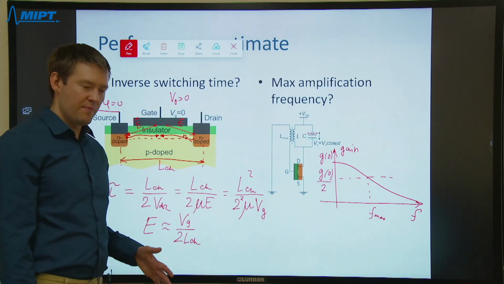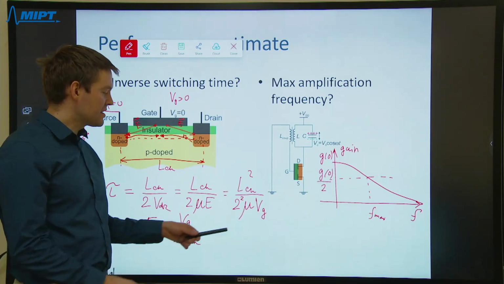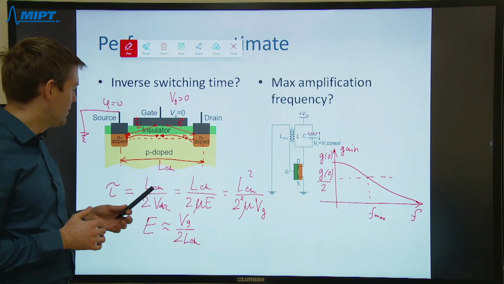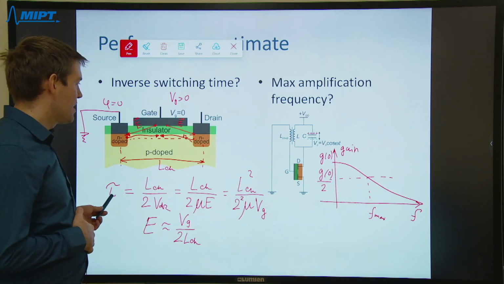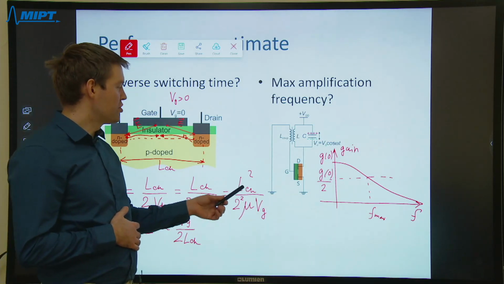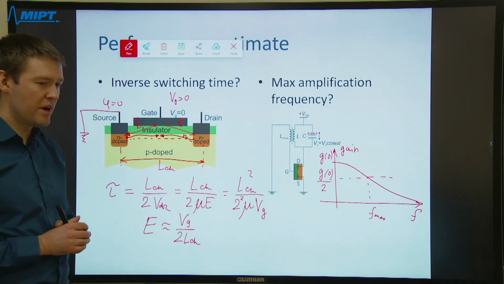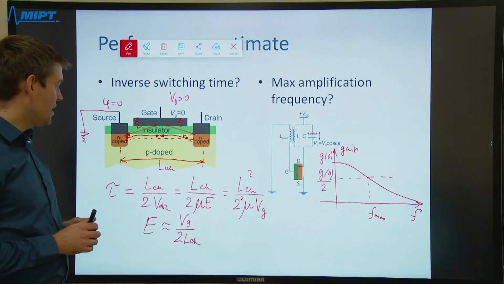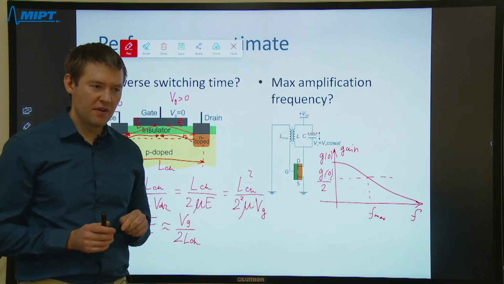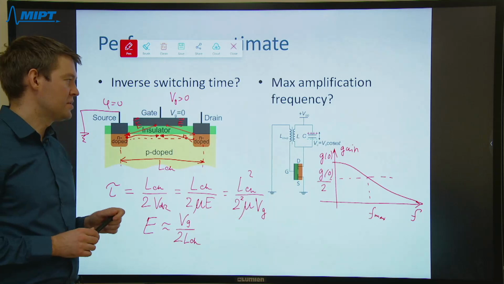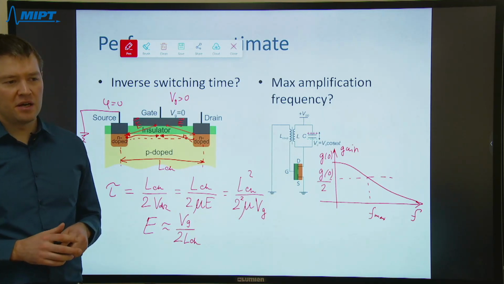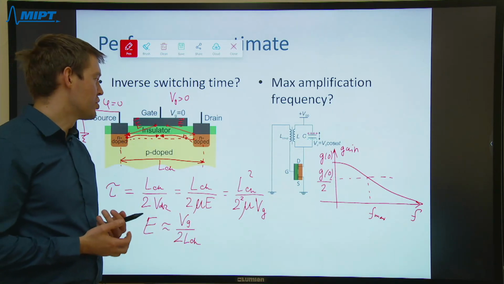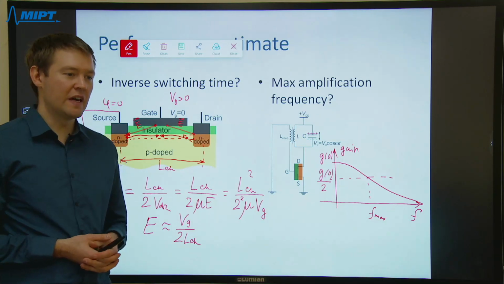So what we get from here is that at fixed operational voltage, at fixed voltage that we apply to switch the transistor between on and off, the time for switching is proportional to the length of the channel squared. And it means that the shorter is the device, the smaller time it needs to switch between on and off, and it means higher performance. So we reduce the channel length by a factor of 2, and we reduce the switching time by a factor of 4.